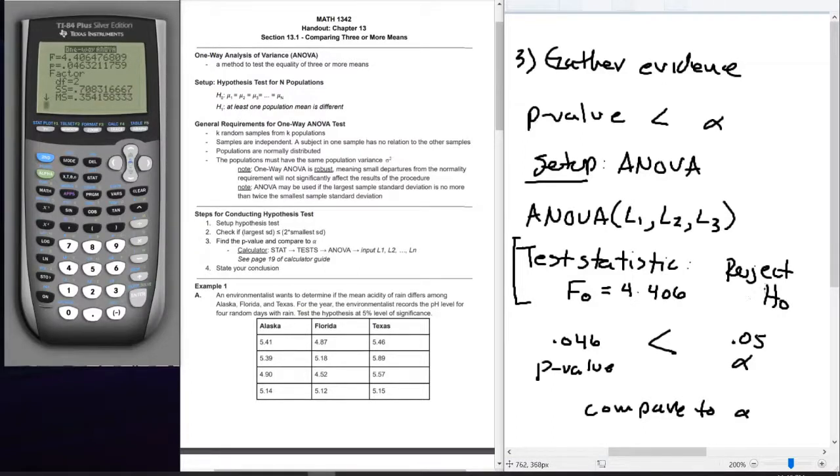So what does that mean when you reject the null hypothesis? The null hypothesis says that the mean acidity level for Alaska is equal to the mean acidity for Florida, which is also equal to the mean acidity of Texas. 3 different regions, 3 different populations. After conducting this test, we reject that null hypothesis. That means that at least one population mean is different. So of the 3 different regions, we have one mean acidity that may be different. That gets us to our conclusion now.